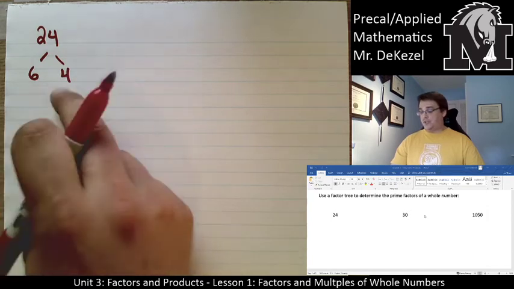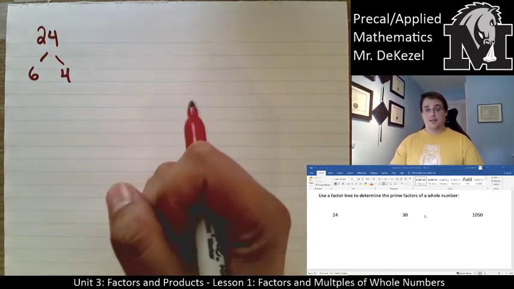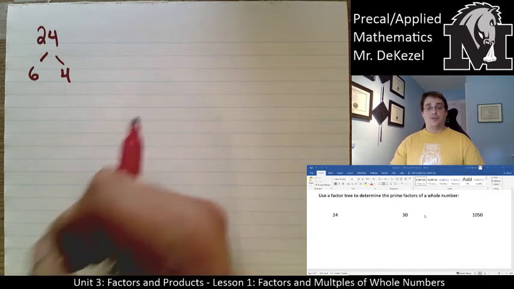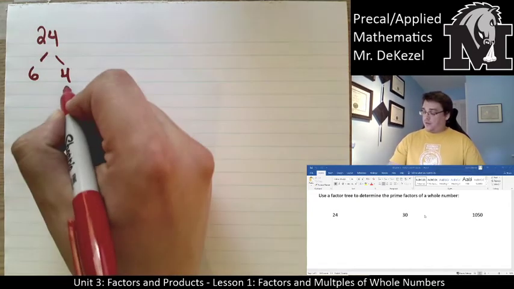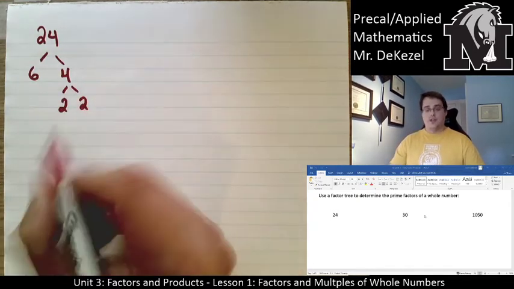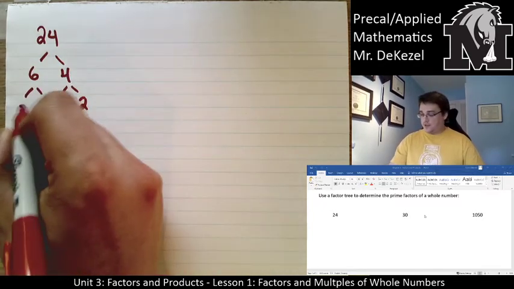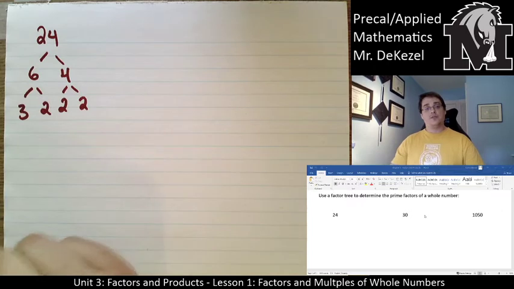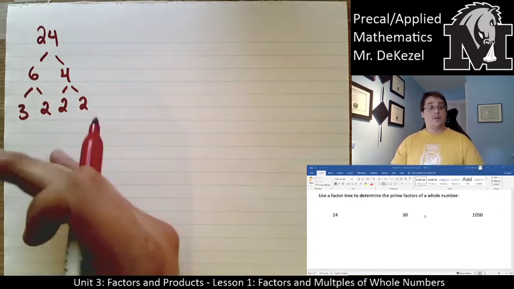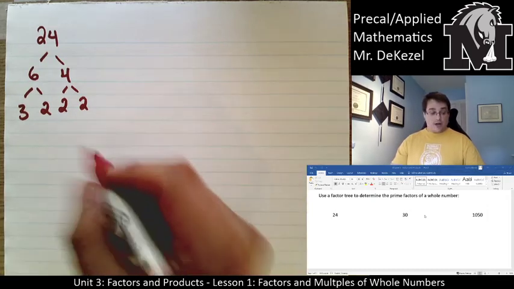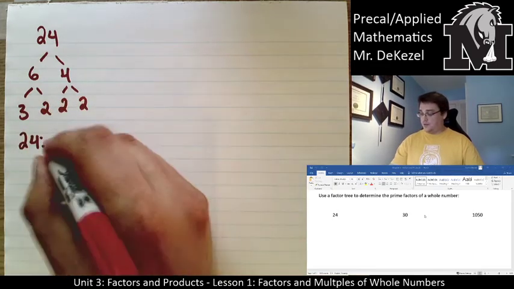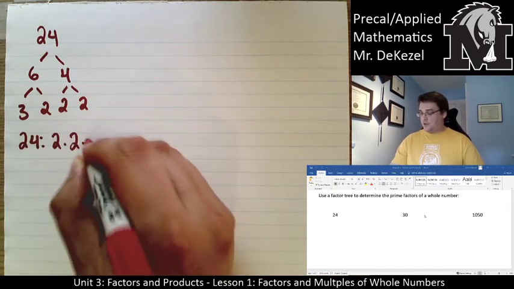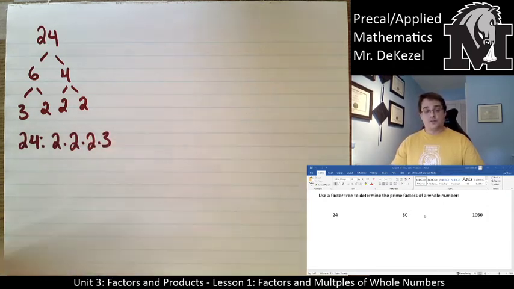Now we want to keep doing this for each of these numbers until we get to a place where the numbers are prime numbers and you can't break them down anymore except with 1 and themselves. So we can break 4 up into 2 and 2, and we can break 6 up into 3 and 2. Now all of these numbers are prime numbers. You can't break them down any further. So that means we could write 24 as a set of prime numbers by saying it's 2 times 2 times 2 times 3. And I always write them in order. That little dot means multiplied by.